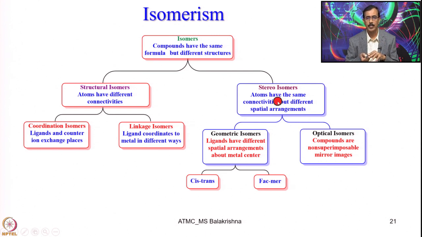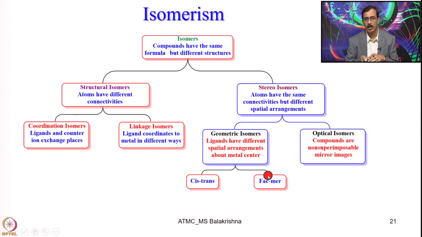For example, MA2B2 is there. Okay. In that case, what happens? 2 A can be opposite to each other or on the same side. So, that results in geometric isomers. That means ligands have different spatial arrangements about the metal center. In that case, we can have cis and trans geometry, especially in case of square planar complexes and also in case of octahedral complexes. When we have MA2B2 in case of square planar complexes and MA4B2 or MA2B4 in case of octahedral complexes, we come across cis and trans isomers.